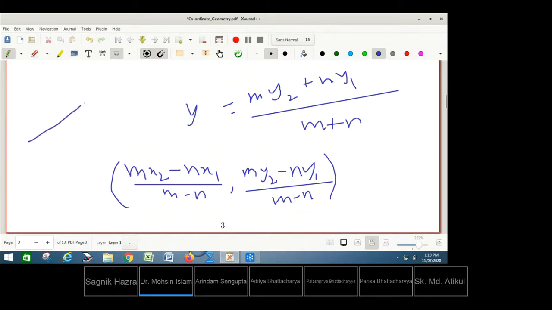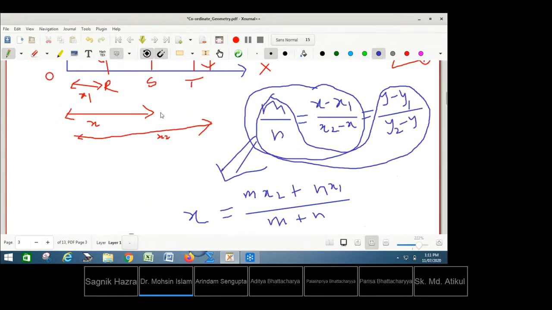So look at that. This is your segment AB, and if you extend the line, this is your P actually. So AP is m and BP is n. This is called external because the point P is outside the segment. That is the concept of the external division. Okay, so that is the concept.